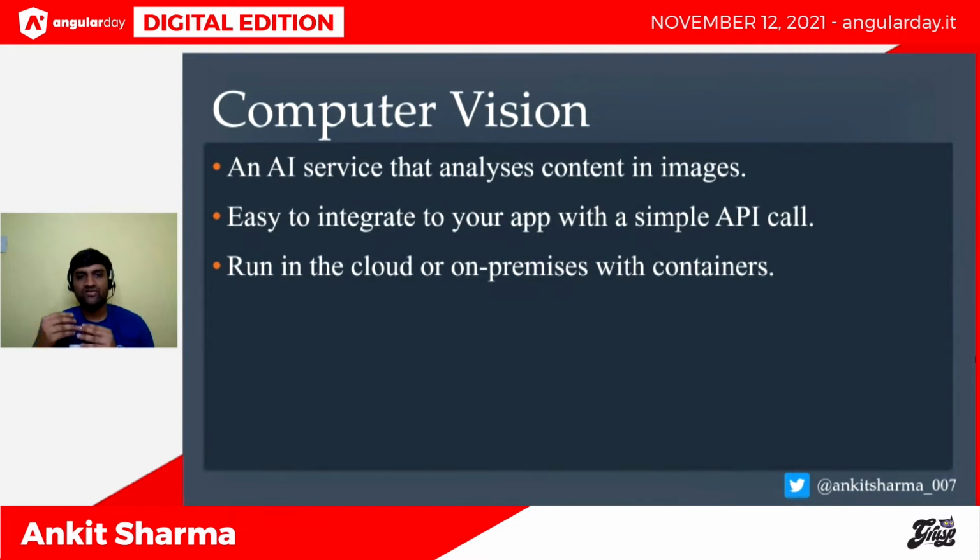So let us understand first what is computer vision. Computer vision is an AI service which analyzes the content in images. It is very easy to integrate with our application with the help of a simple REST API call. A computer vision service can run on cloud as well as on premise within a container such as Docker.